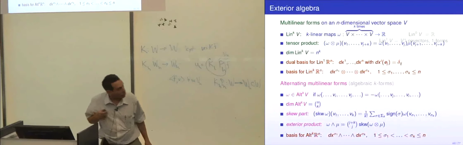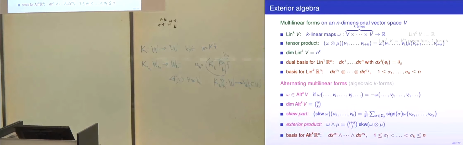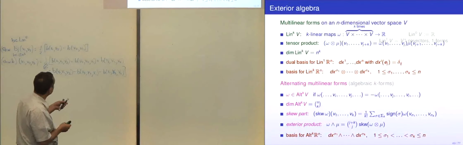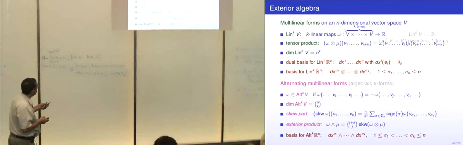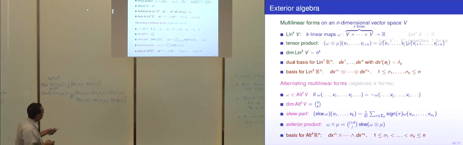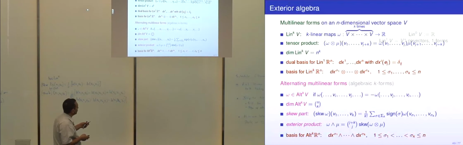Okay, then that allows us to define our first product, and most important product for algebraic k-forms, the wedge product of two k-forms. Well, you take their tensor product, but that's not alternating anymore, so you take the skew symmetric part of it. And conventionally, you multiply it by that coefficient. What's the point of that coefficient?